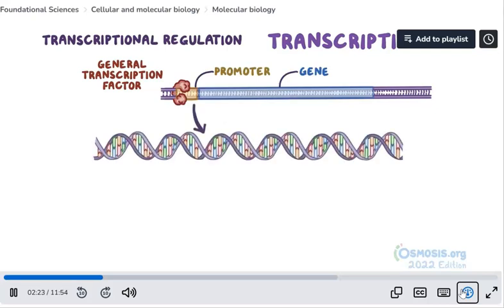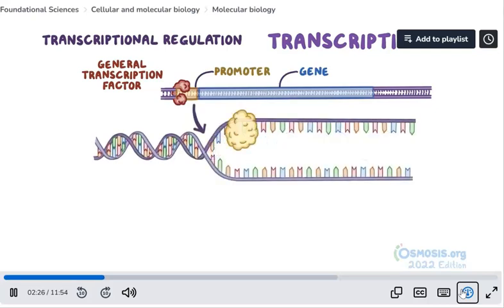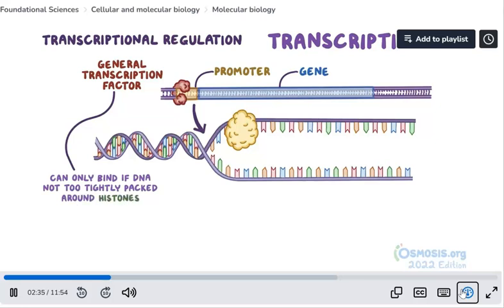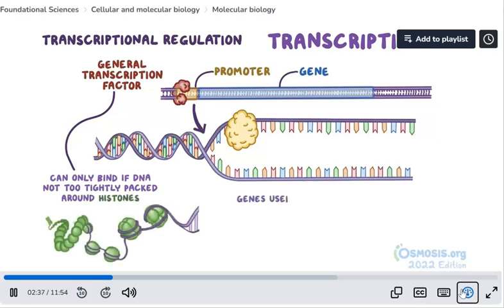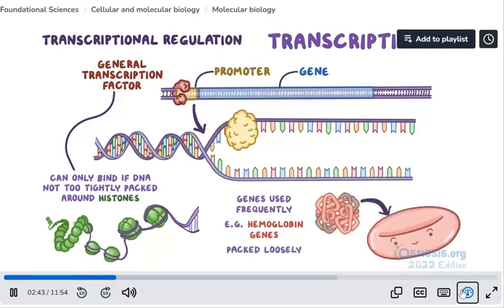General transcription factors help unwind the DNA helix so the RNA polymerase can transcribe the gene. However, general transcription factors can only bind to the promoter sequence if the DNA is not too tightly packed around the histones. Usually, genes that the cell uses frequently, like the hemoglobin genes in red blood cells, are packed more loosely and therefore easier to access.